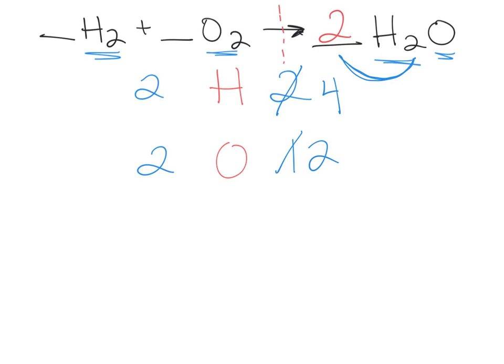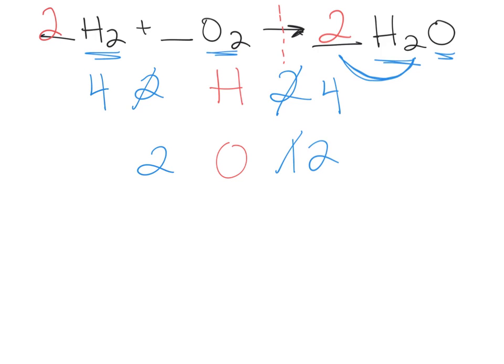So I now have 4 hydrogens on the right, but only 2 on the left, and the only way to get those to match would be to make this area have 4 hydrogens. Now, since it's H2, I need to think how many groups of 2 do I need to get to 4? And I'm going to need 2 groups. So my coefficient will be a 2. And that's going to change my hydrogens to 4, and it's not going to affect my oxygens.